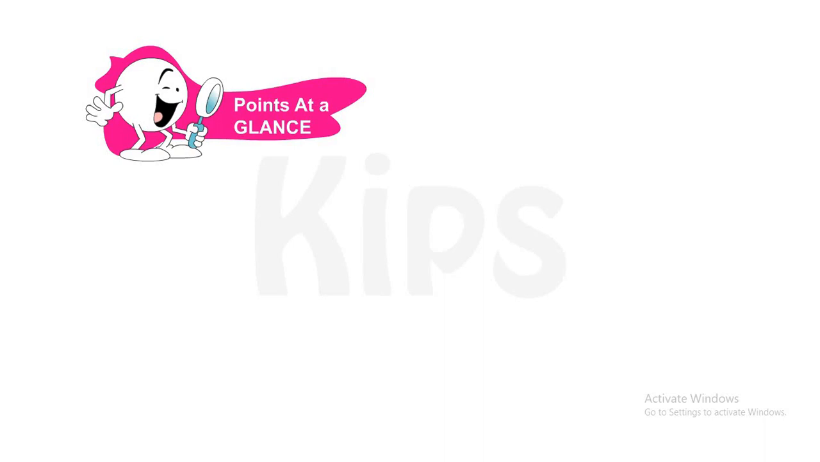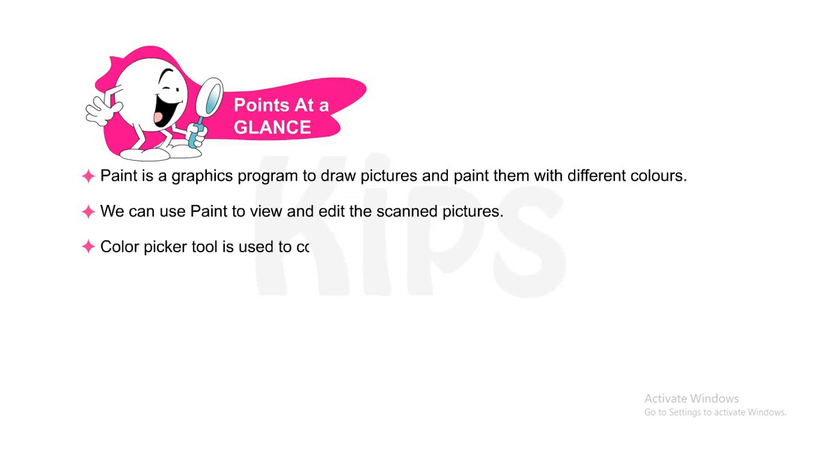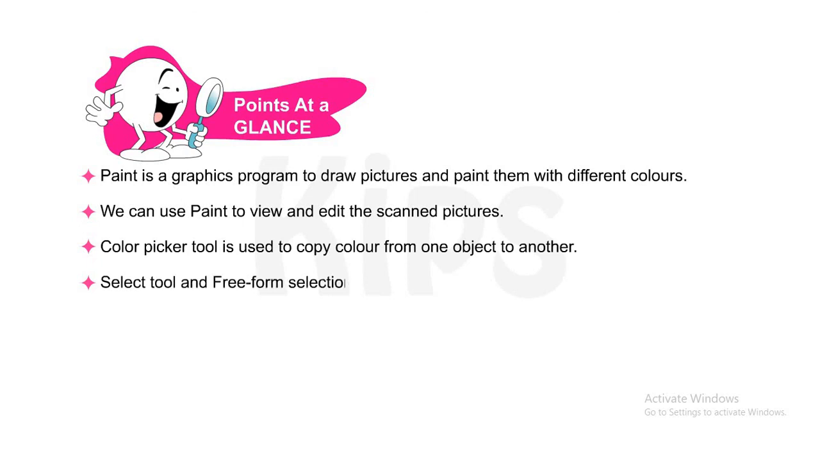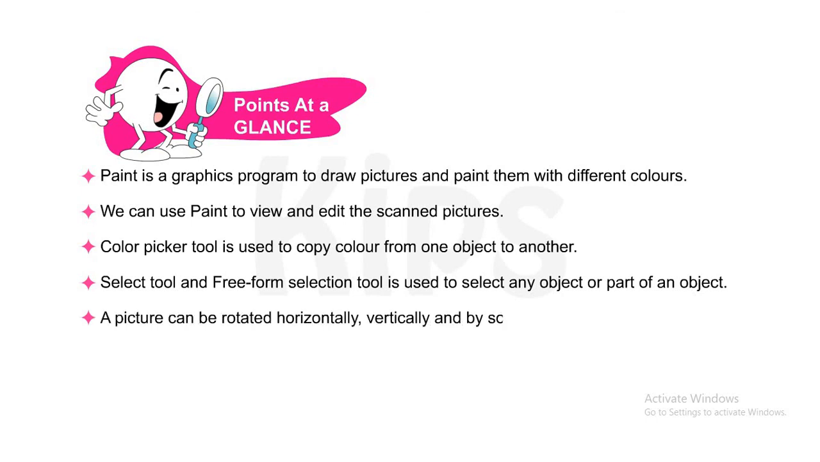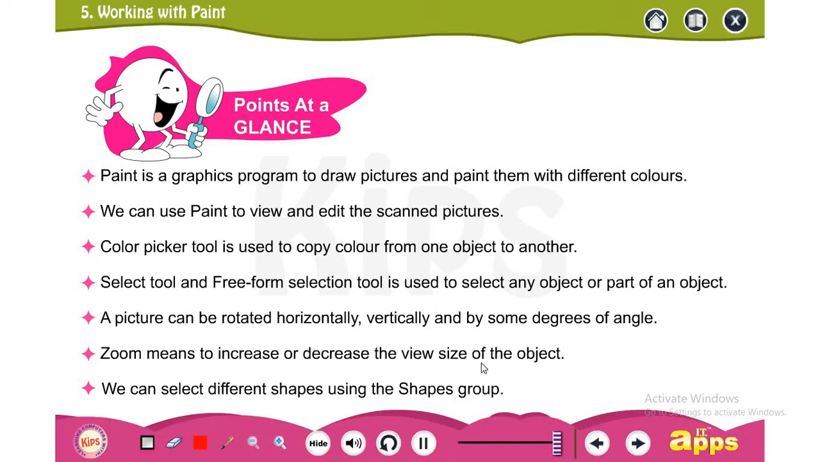Let us quickly glance through the key points discussed in this chapter. Paint is a graphics program to draw pictures and paint them with different colors. We can use Paint to view and edit the scanned pictures. Color Picker tool is used to copy color from one object to another. Select tool and Freeform Selection tool is used to select any object or part of an object. A picture can be rotated horizontally, vertically and by some degrees of angle. Zoom means to increase or decrease the view size of the object. We can select different shapes using the Shapes group.